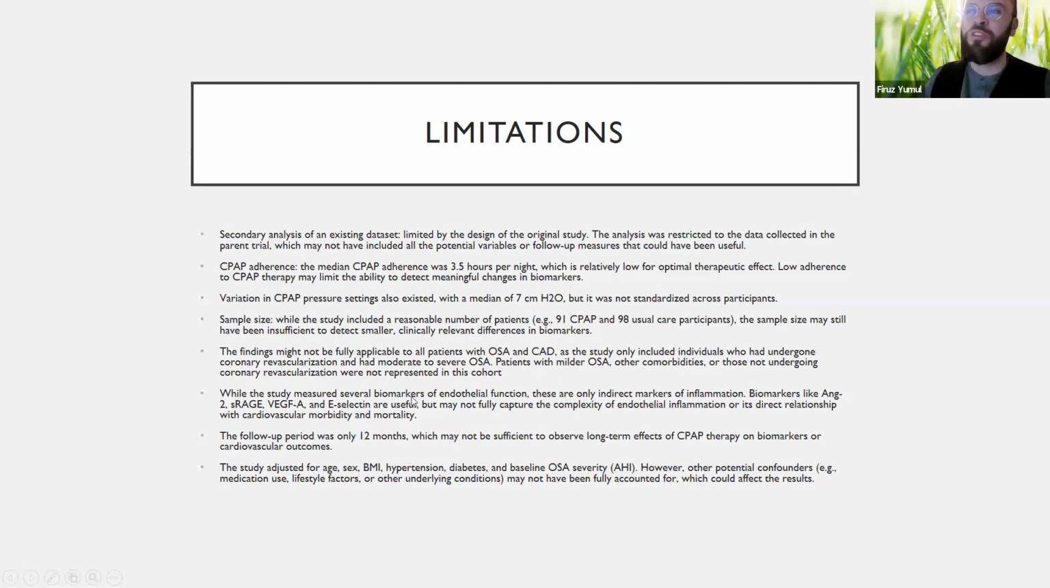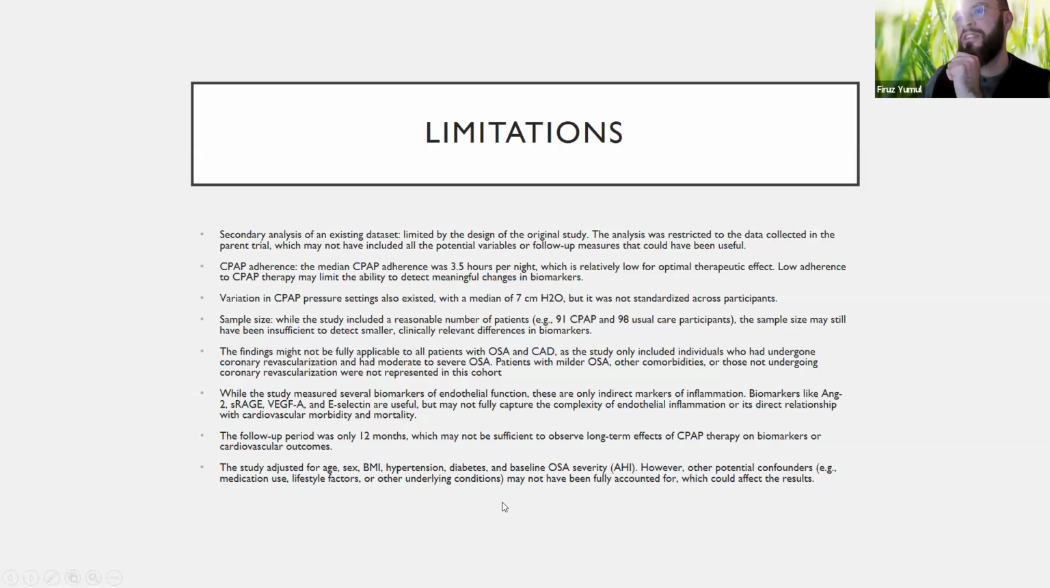And then the findings I thought were not applicable to all patients, right? So we kind of excluded those who had milder OSA, other comorbidities. Those patients with CAD that didn't undergo coronary revascularization weren't studied. So those are some of the limitations.